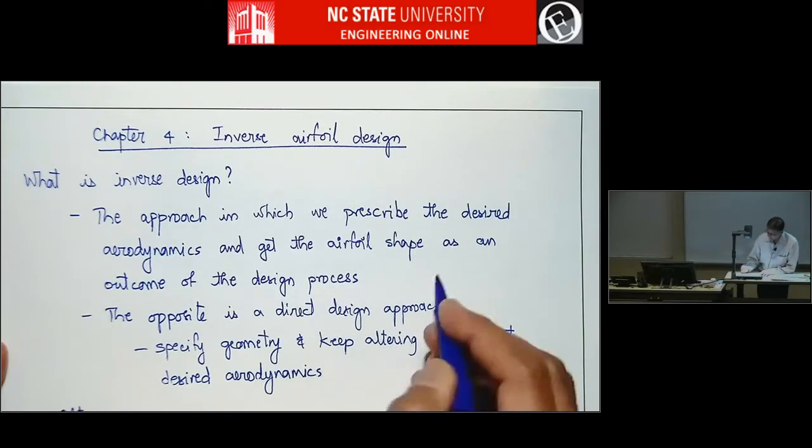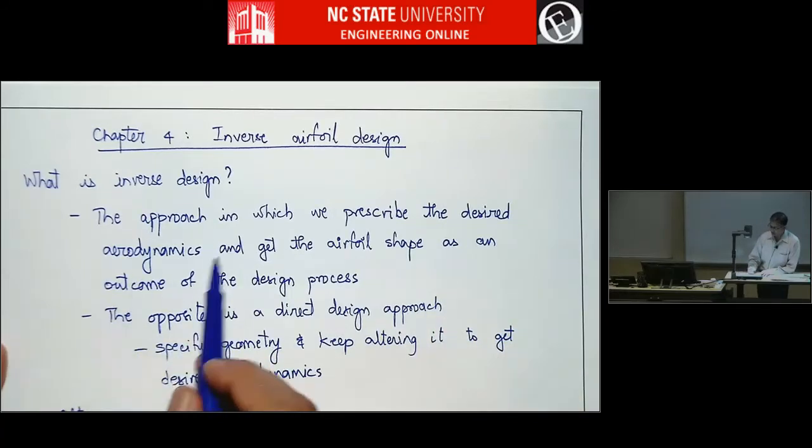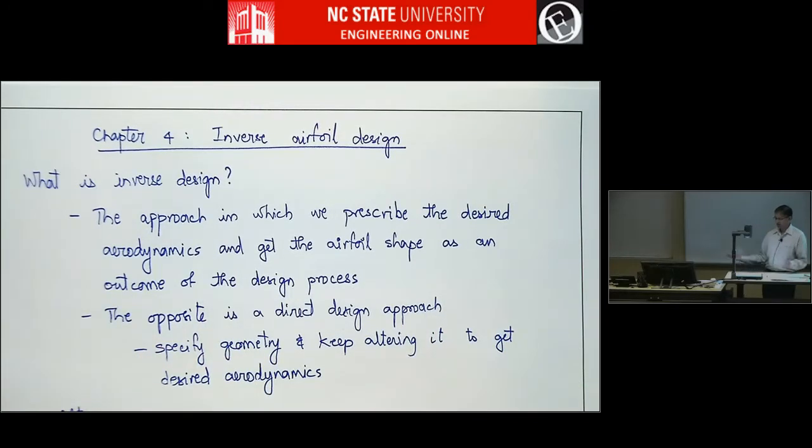When we are saying here the desired aerodynamics, that can mean so many things. It can mean a drag polar, or it can mean the aircraft performance or something like that. So that is like many steps into the design process. And if you try to do something like that, it can get very complicated.